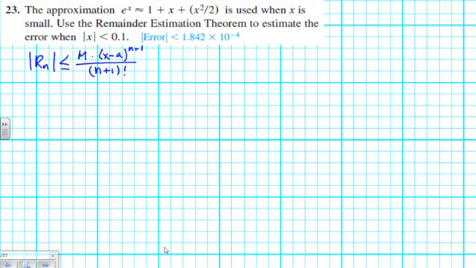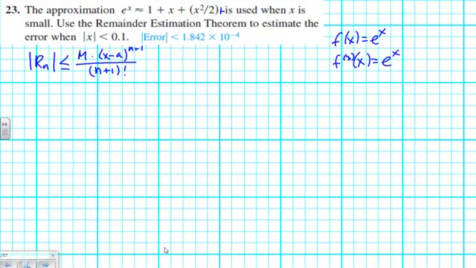And we need to find the magical number M, which is based on what is missing, the next derivative after the polynomial that we're using to do the estimation. So in this case, we're estimating e to the x using the second order, so we're going to be using the third derivative of e to the x. Well, it just so happens that if f of x is equal to e to the x, the third derivative of this is still just e to the x.